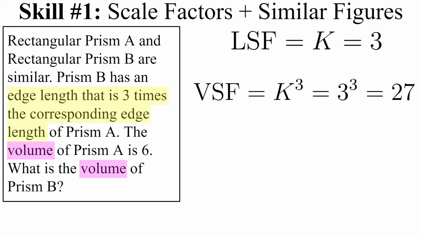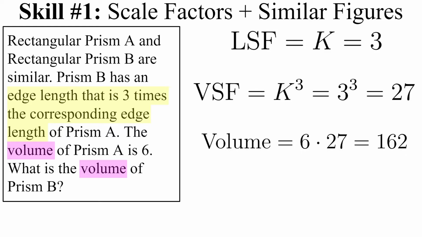So the volume scale factor is k cubed, in this case 3 cubed, which gives us 27. You can just do that on a calculator. So now we're like, okay, do we multiply or divide by 27? Well, reading the question, it certainly sounds like prism B is the bigger one, and we've got the smaller one. So the volume of prism A is 6. So we're going to do 6 times 27, not 6 divided by 27, because we want the bigger one. So 6 times 27 will give us 162, which is the answer for this one.